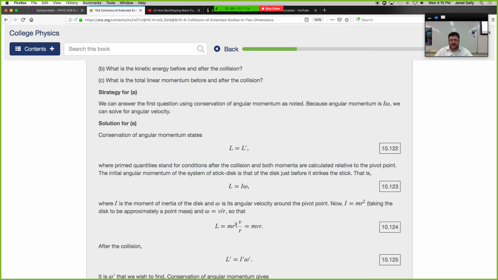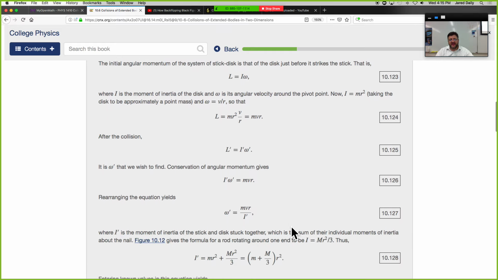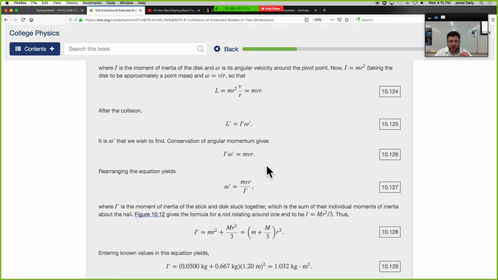But so this is the I for the puck times v over r for the angular velocity of the puck about the point where the stick will rotate around. So this r is still the radius of the stick, and this r is still the radius of the stick, because we're using the stick as our reference for radius. Then the final one is going to have momentum of puck and momentum of stick, right?